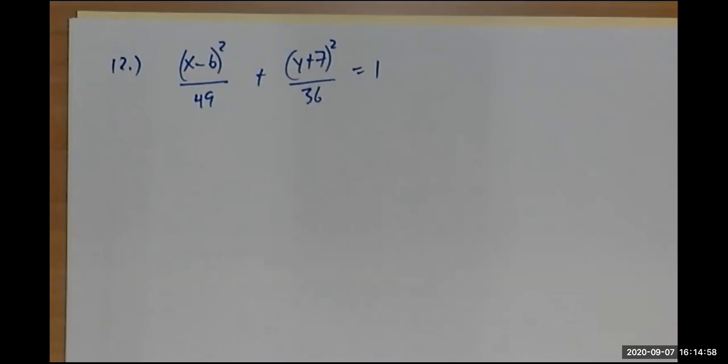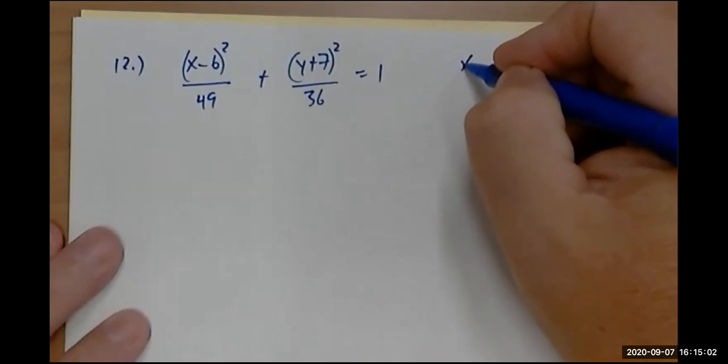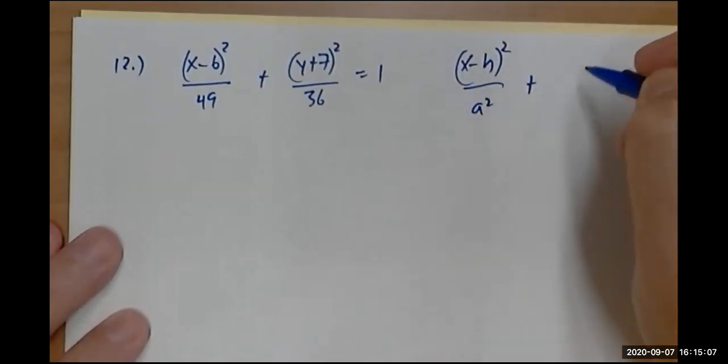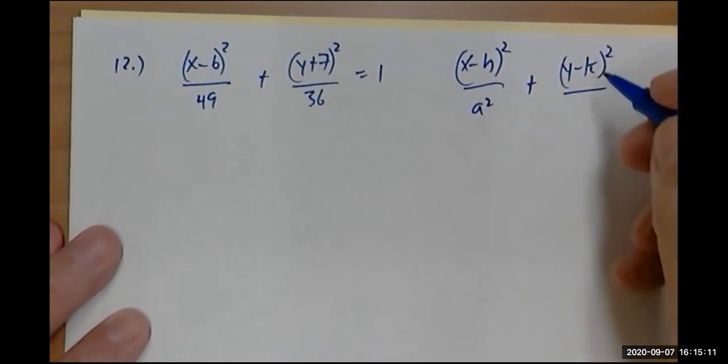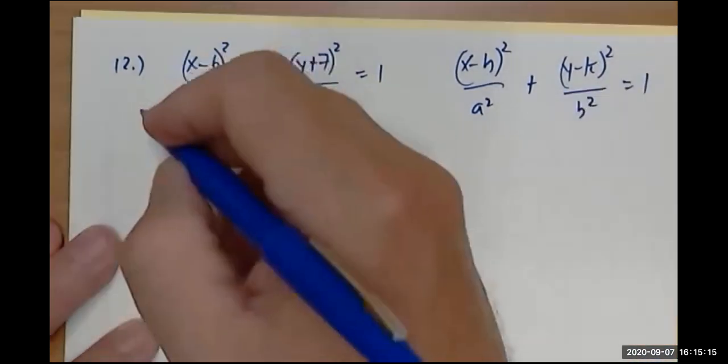So what kind of ellipse do I have? Well, since 49 is bigger than 36, looks like it's going to be a left or right ellipse.